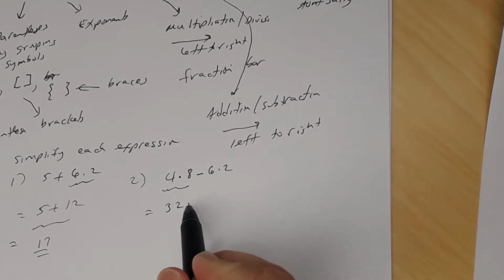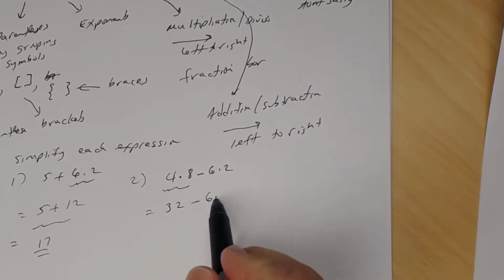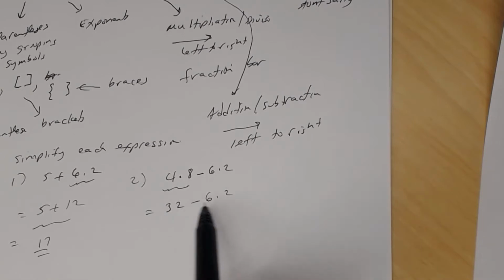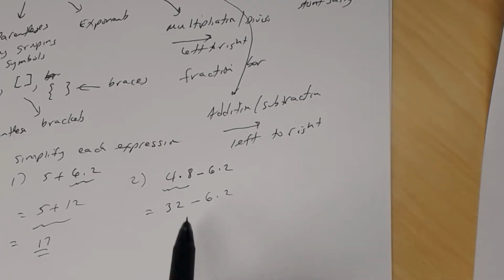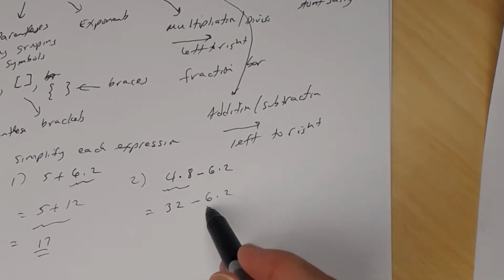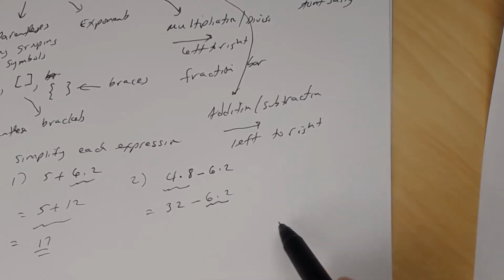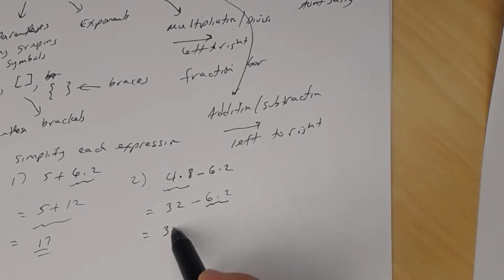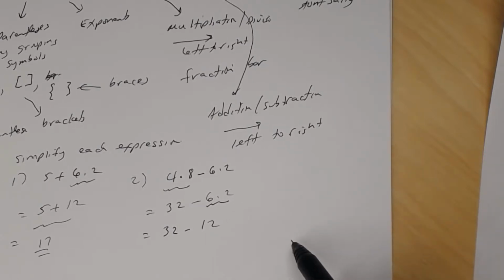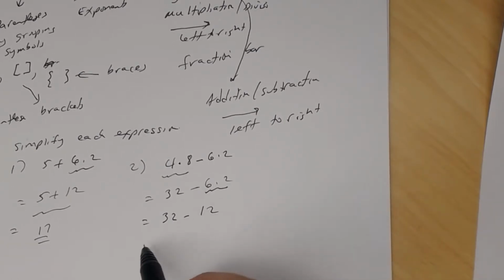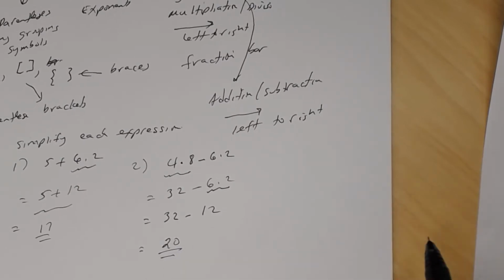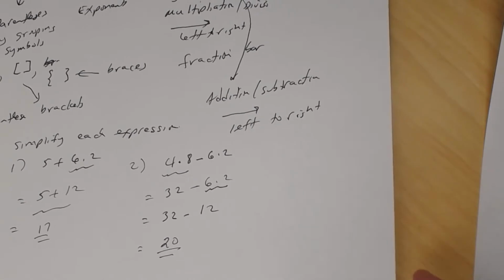I'm doing one thing at a time, and writing everything else over. So 4 times 8 is 32. Now what I'm left with is a subtraction and a multiplication. Multiplication has higher priority than subtraction, so I do this product next. That becomes 32 minus 12. And then finally I do subtraction. 32 minus 12 is 20. So there's the answer for number 2, 20.